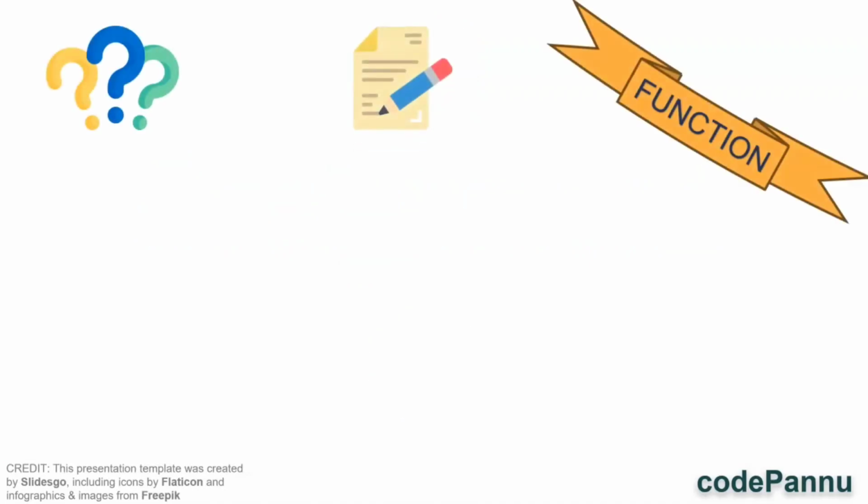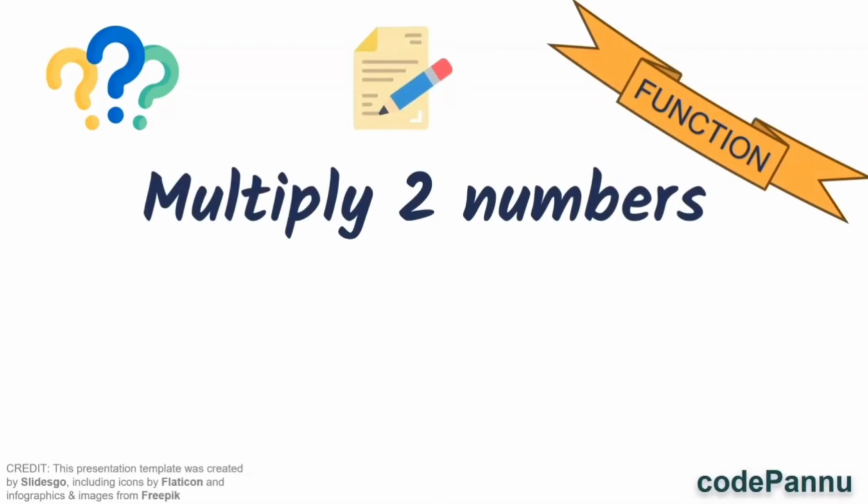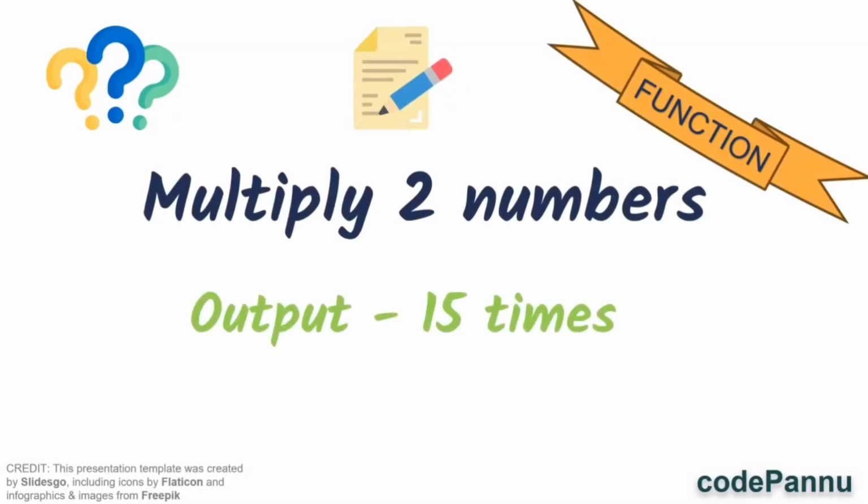Can you first write a function to multiply two numbers and print the result? Now, can you print this output for 15 times using a for loop? Okay, how do you do it?